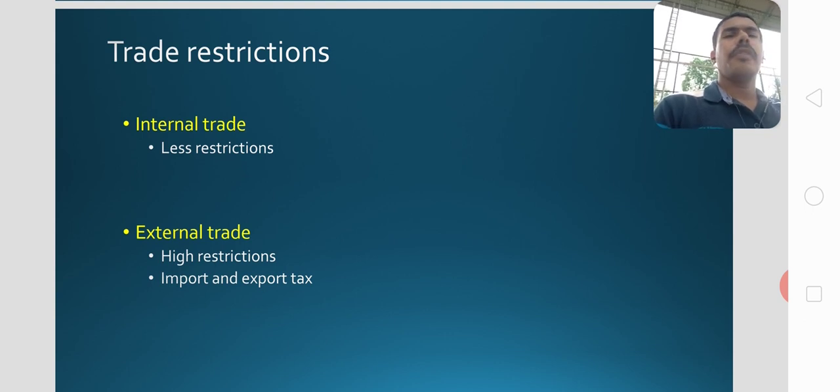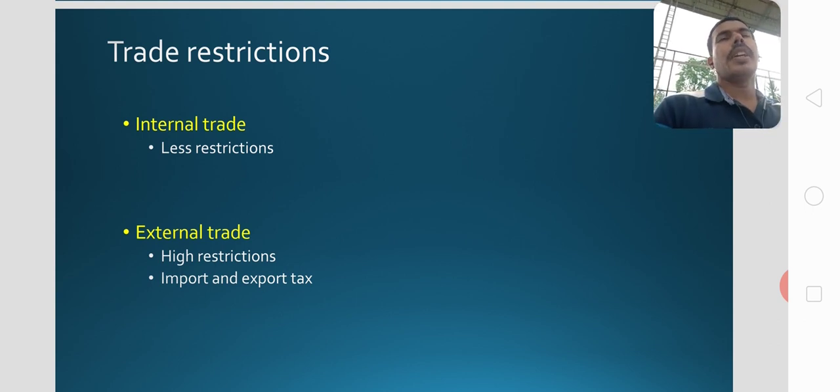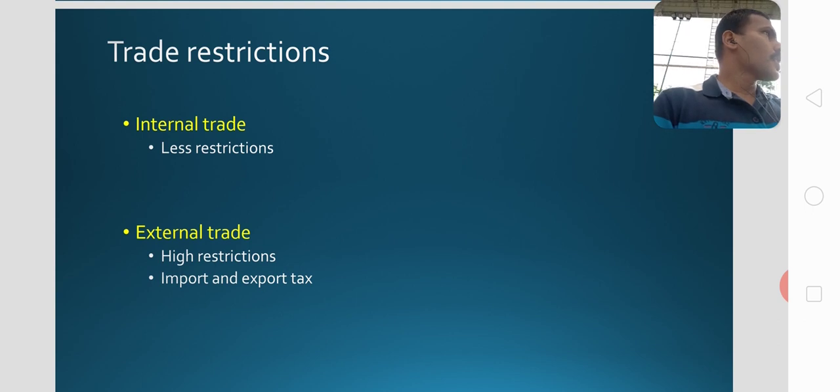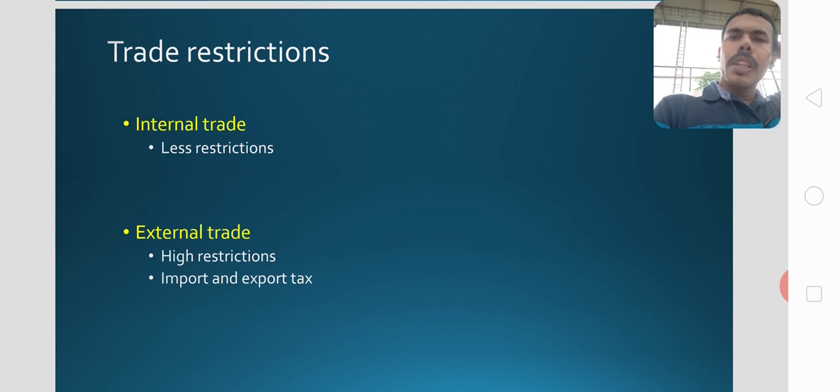For example, when we buy vegetables from Tamil Nadu, we don't have to pay the import tax, we don't have to pay the export tax. The only tax is GST. This is applicable for all commodities produced and sold in India. So that is the case of restriction. That means there will not be much restriction.